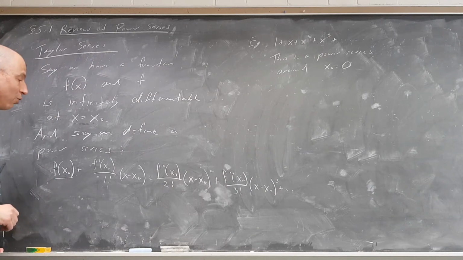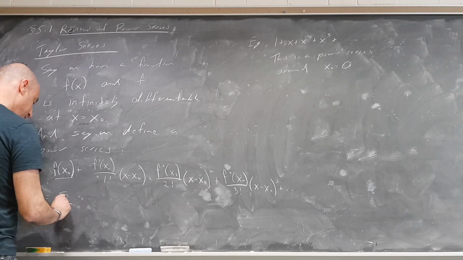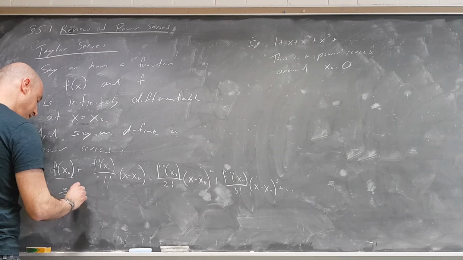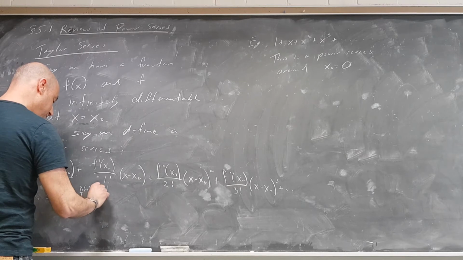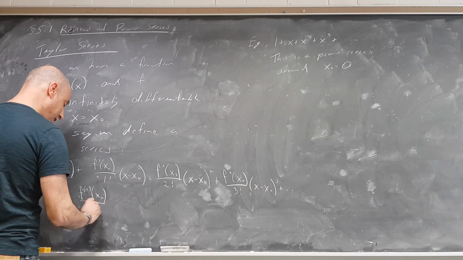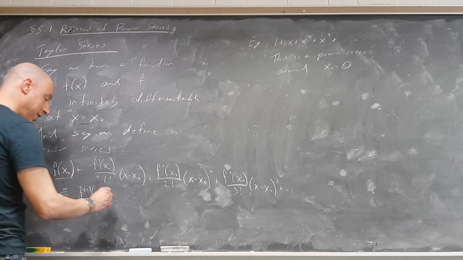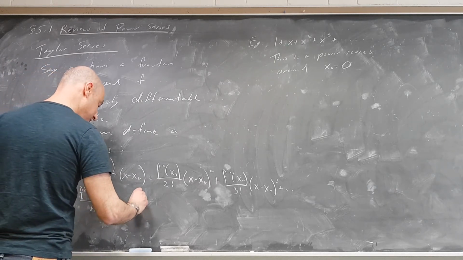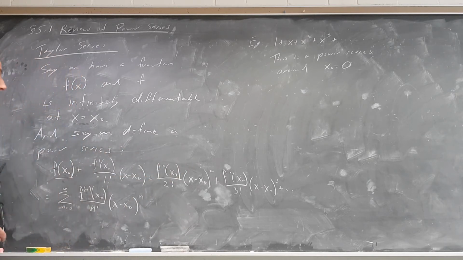And again, I can write this in sigma notation. So the sum as n goes from 0 to infinity of the nth derivative of f at x naught, where it's understood that the 0th derivative is just the original function itself, divided by n factorial. And again, I'll remind you that 0 factorial is equal to 1, times (x minus x naught) to the nth power. This is just a shorthand notation for what I've written here. Then this is called the Taylor series.